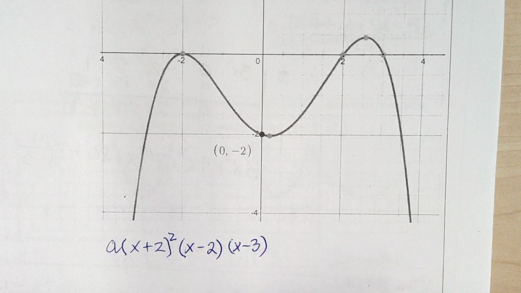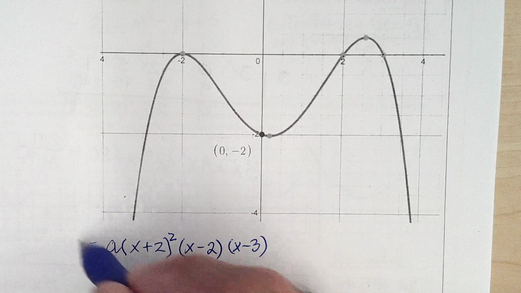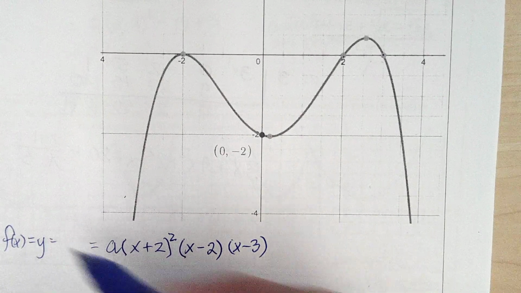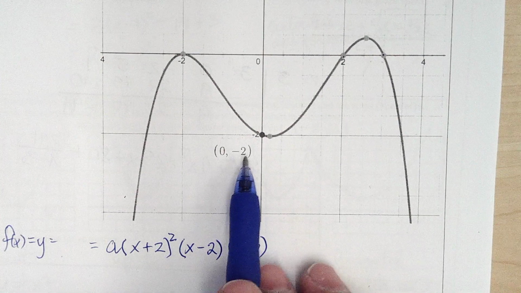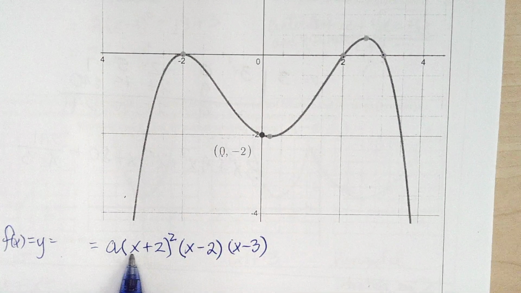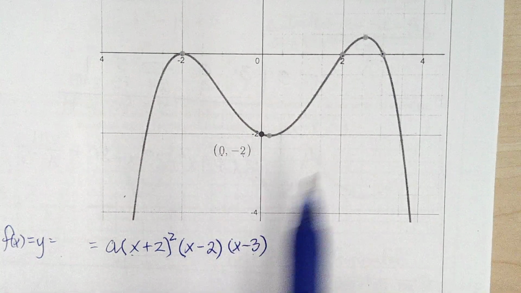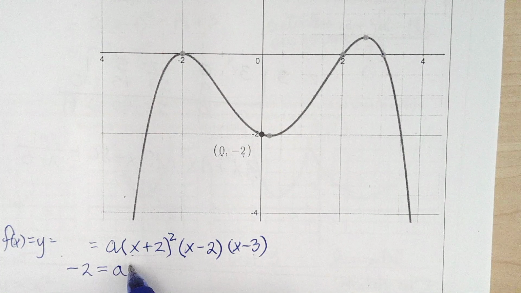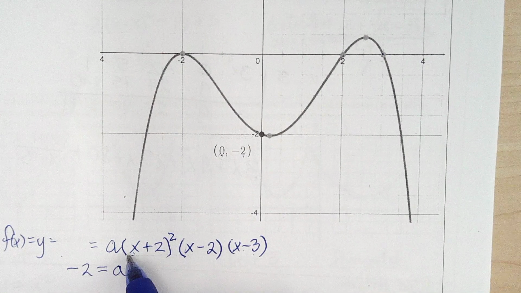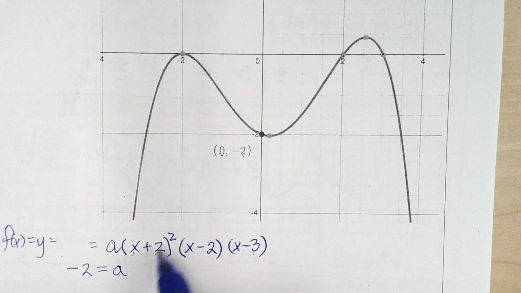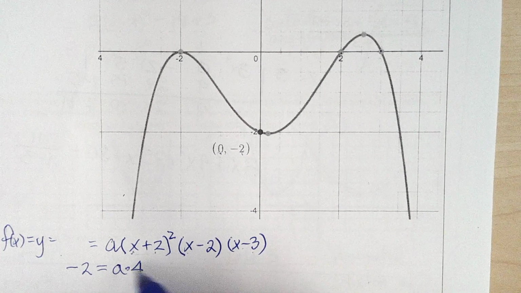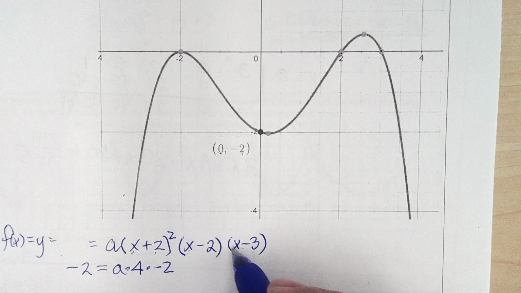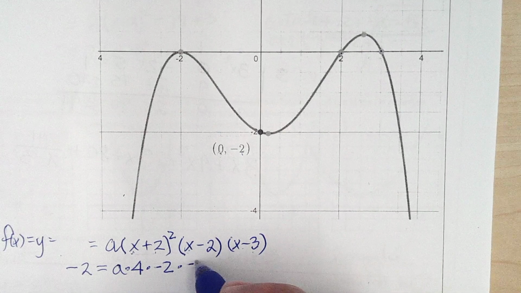And there could be some number that's times it, and that would be my function, or y. And they say if I put 0 in for the x's, I'm supposed to get -2. So I'm supposed to get -2 if I put 0 in for the x's. So 0 plus 2 is 2 squared is 4. 0 minus 2 is -2, and 0 minus 3 is -3.